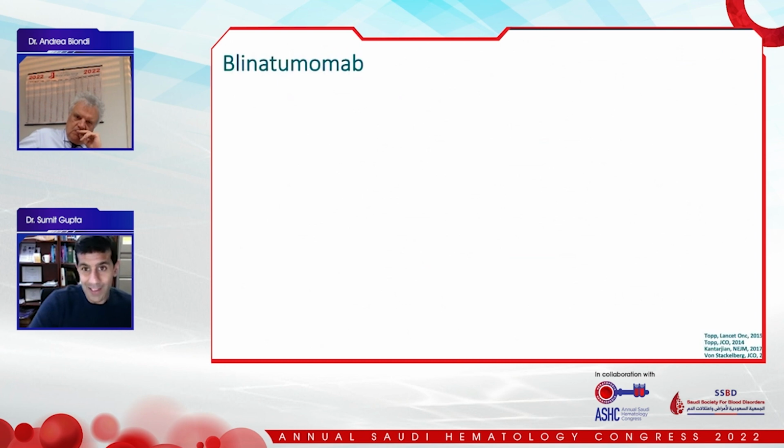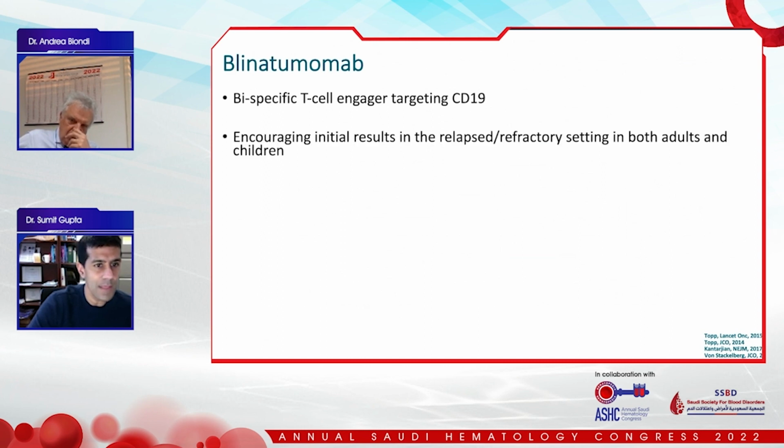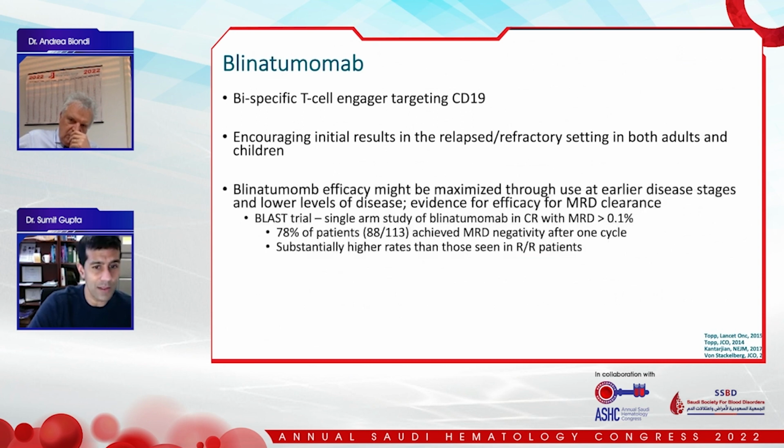So we were lucky in that when we were coming up with this trial and coming up with a question, we did have an agent, blinatumomab, that sort of met those criteria. So again, we're probably all familiar, blinatumomab is a bispecific T-cell engager that targets CD19, which is found on virtually all B-ALL surfaces. There were encouraging initial results in the relapse refractory setting in both adults and children. Some of the references are there for you, but we're not going to spend time going through them.